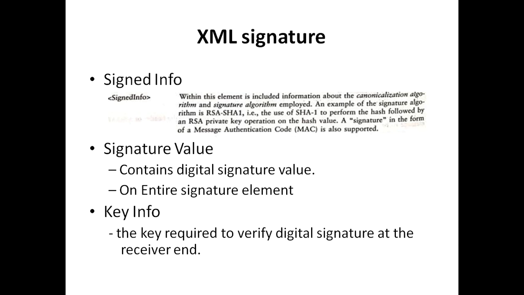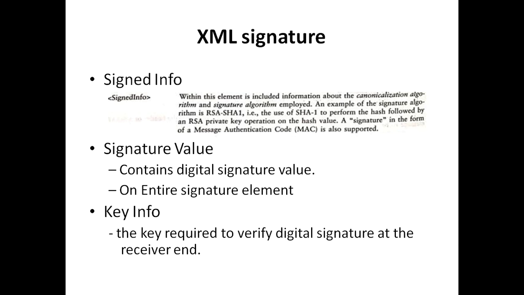Next we have the signature value. This signature value contains the digital signature value and it is applied on the entire signed info element. This is done by canonicalizing it using the canonicalization algorithm specified in the signed info sub-element. The signature is then generated using the signature algorithm specified in the signed info sub-element.